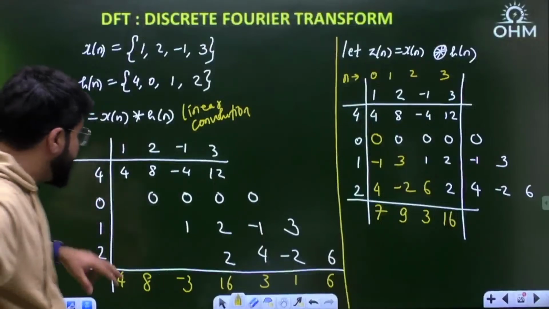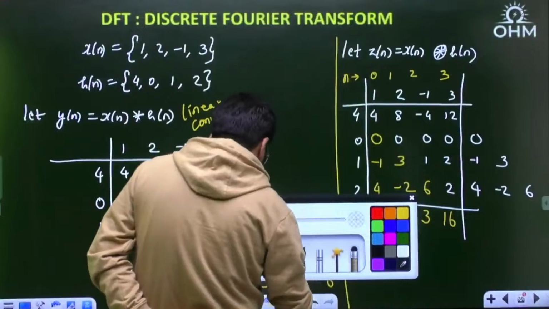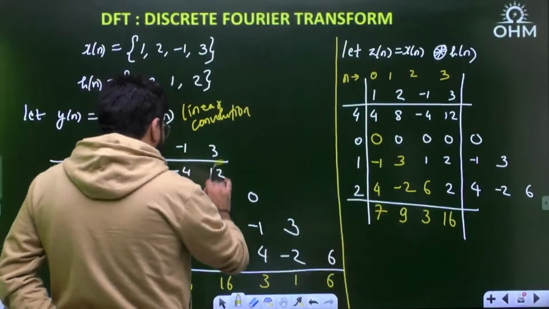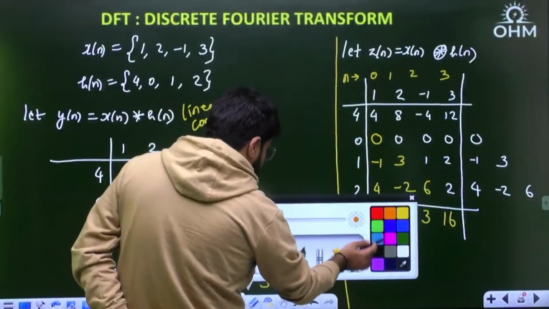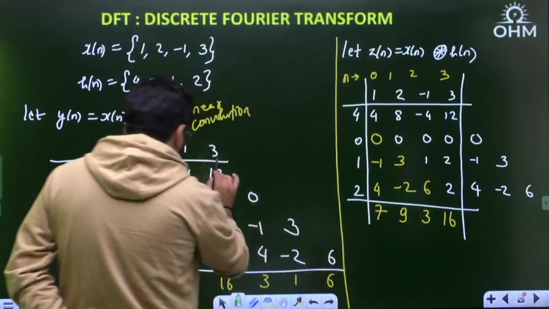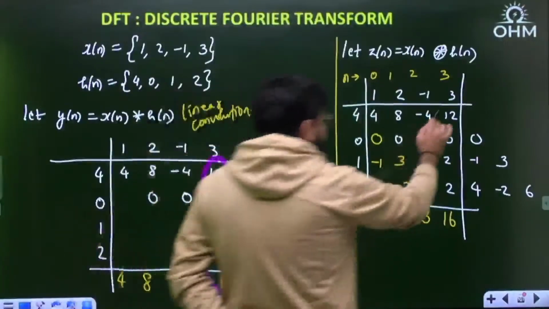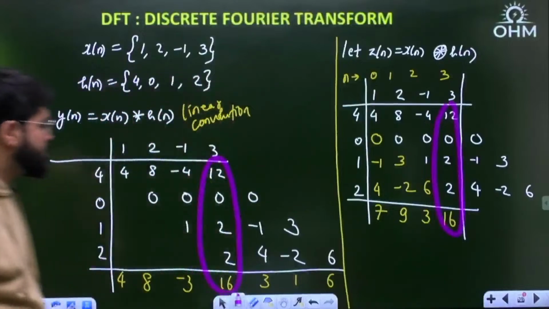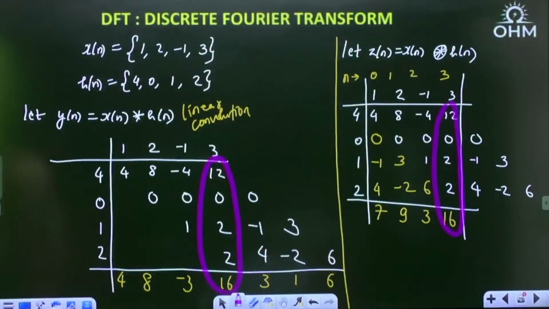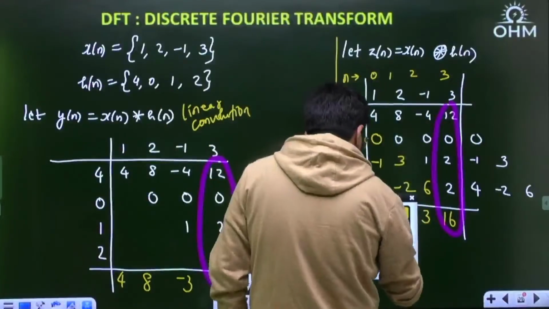One more thing you see here. If you observe here, this particular column and this particular column are exactly the same, isn't it? These two columns are exactly the same. Yes, Shiv Prasad, zero padding. That means the value of what signal?